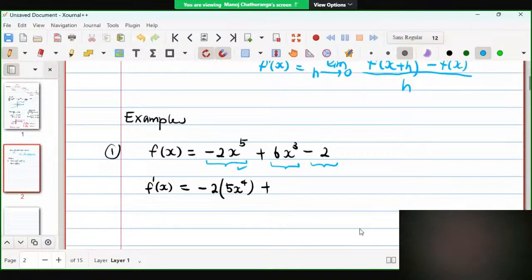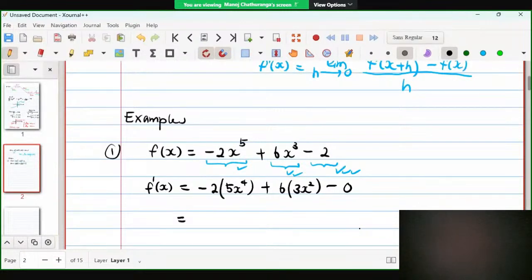then differentiate 6x to the third. Again, 6 is a constant, keep it in front, differentiate x to the third power. 3x squared by the power rule. Then we are done with the second term as well. Then, if you want, you can say minus derivative of 2. 2 is a constant. Derivative of a constant is 0. So that takes care of this last term.